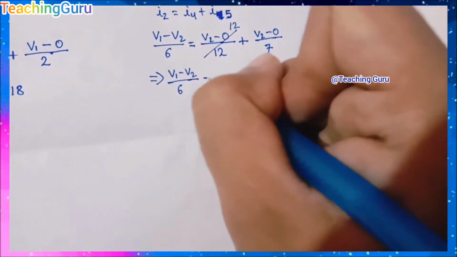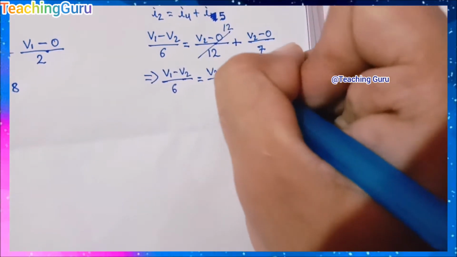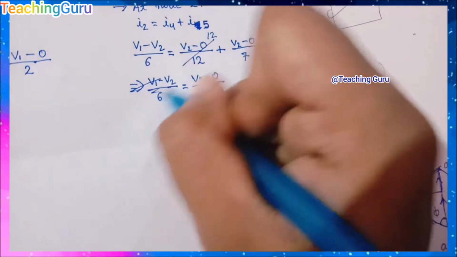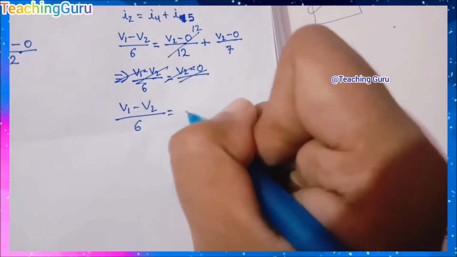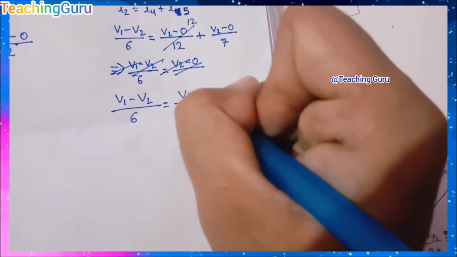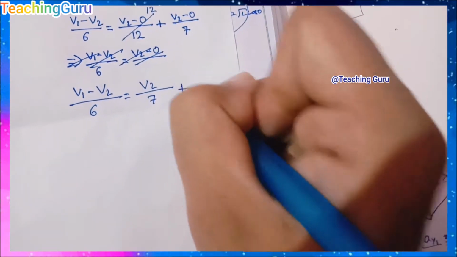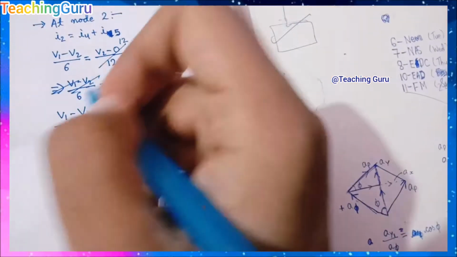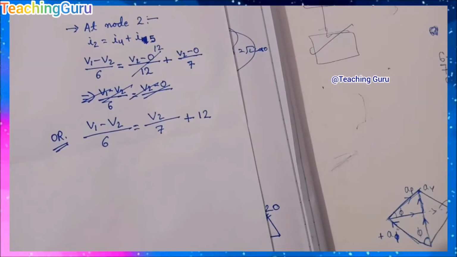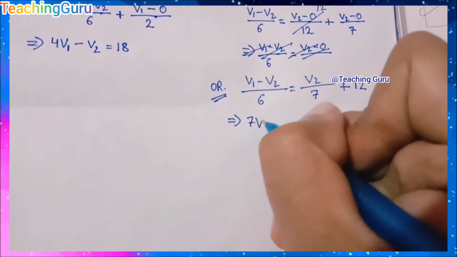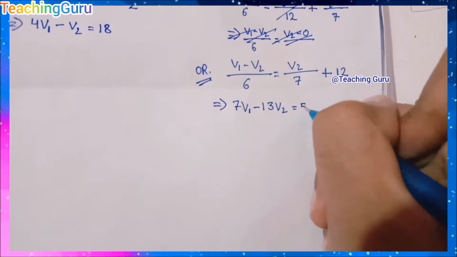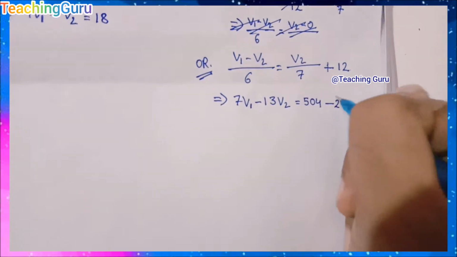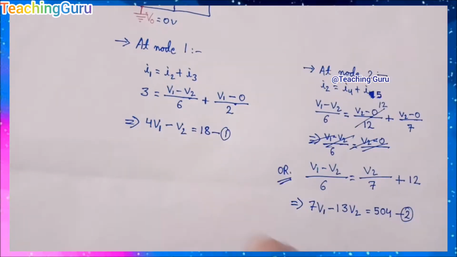Here you can see that V2 minus 0 upon 12 is already given, that is the 12 ampere source. V1 minus V2 upon 6, you can write it again. V1 minus V2 is equal to 6, V2 upon 7 plus 12 ampere. I have told about this earlier, you can watch it. And 7V1 minus 13V2 is equal to 504. That is the second equation after simplifying.